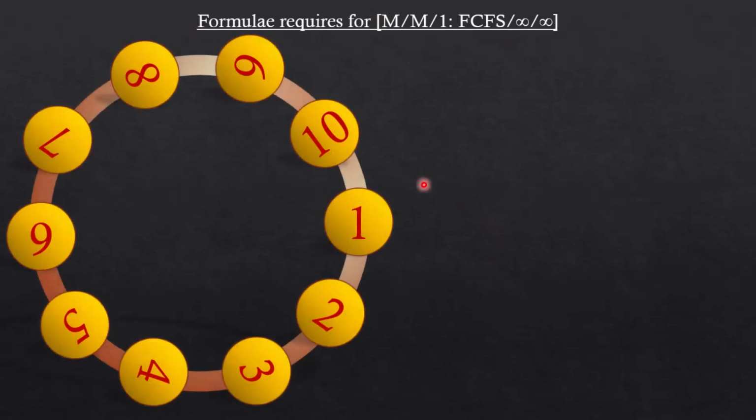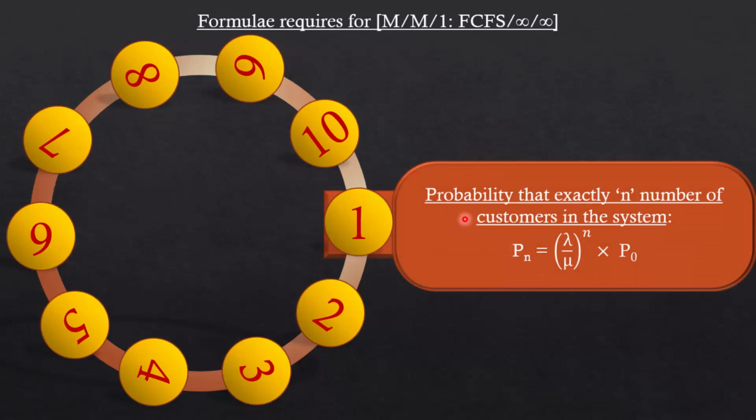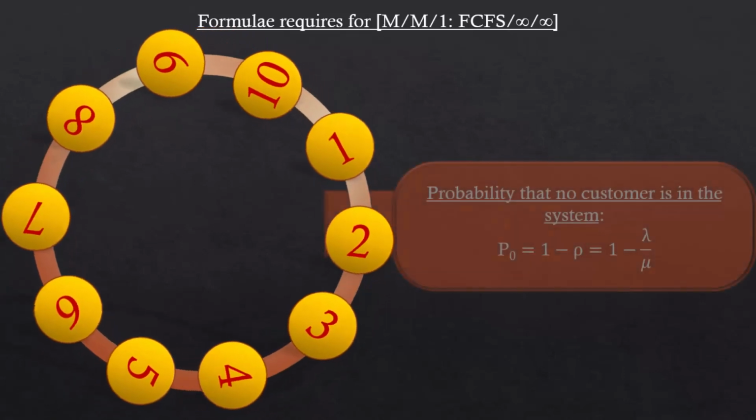Before moving on with the problems, let us have a recap of the formulas we require to solve the M/M/1/infinity model. These are the 10 formulas we need to remember. Let us see them one by one. The first formula is the probability that exactly n customers are in the system. It is given by Pn, which is equal to (lambda by mu) to the power n multiplied by P0.